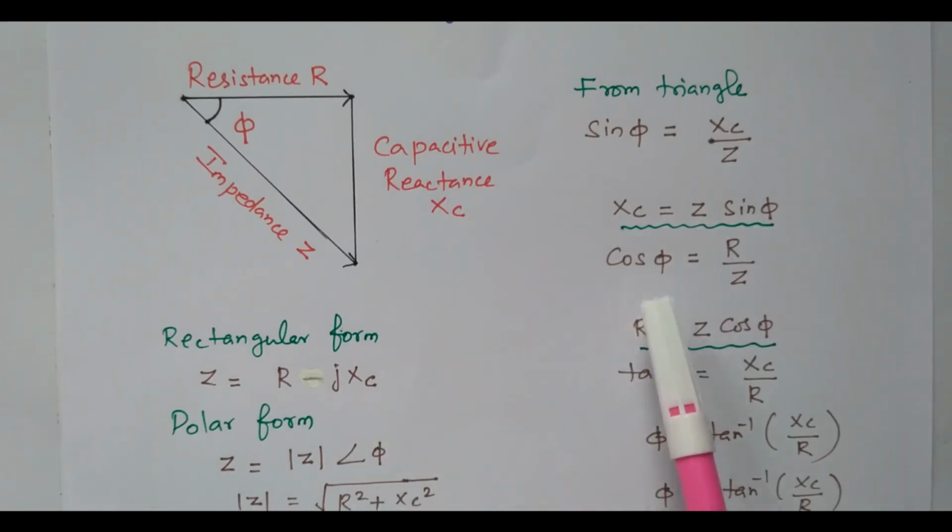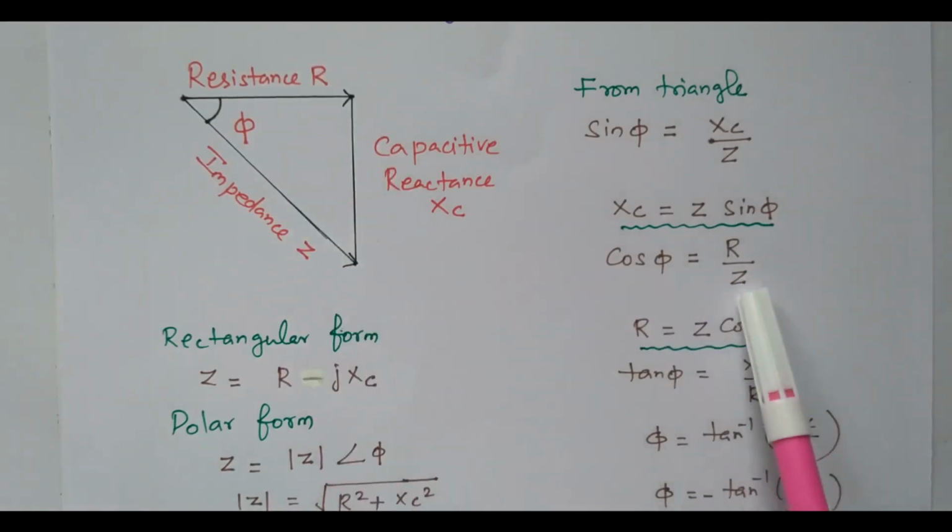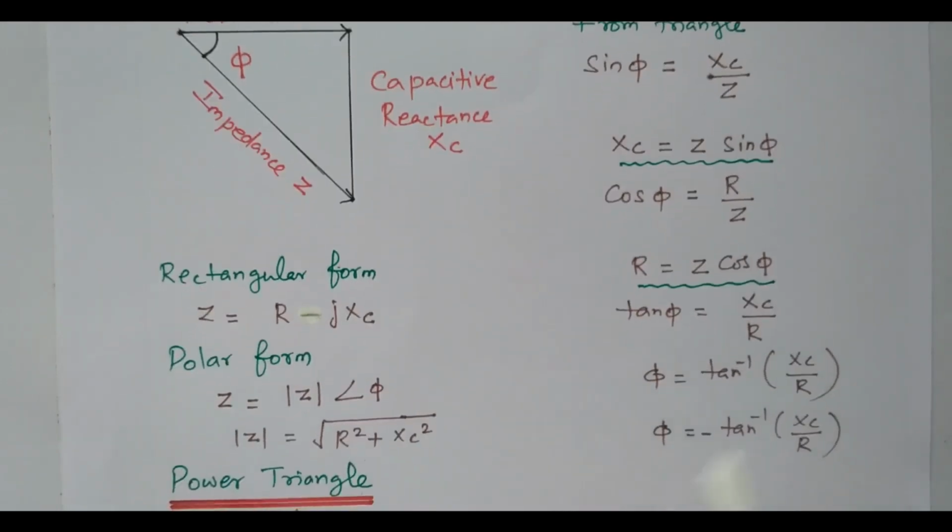Similarly find the value of cos phi: adjacent side by hypotenuse, adjacent side R by Z. Cross multiply so that R equals Z cos phi. Similarly find tan phi: opposite side by adjacent side, Xc divided by R. So phi equals tan inverse of Xc divided by R. So phi equals minus tan inverse Xc by R, because it is lagging. From this the phi can be calculated. So impedance is given in rectangular form as well as polar form. This is the polar form.